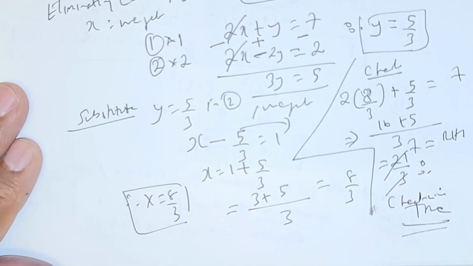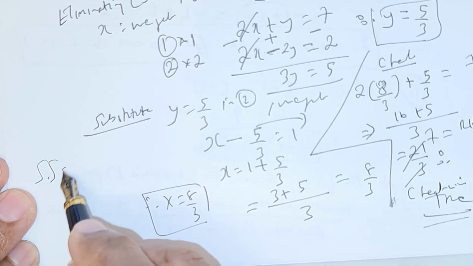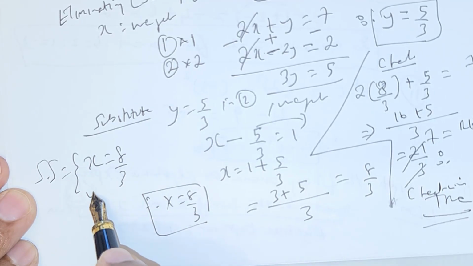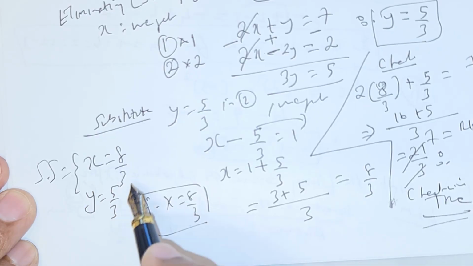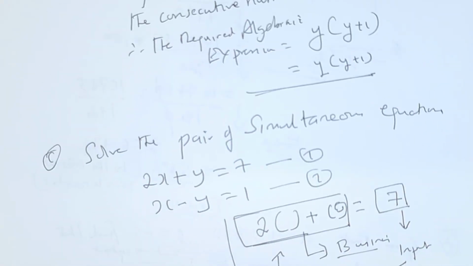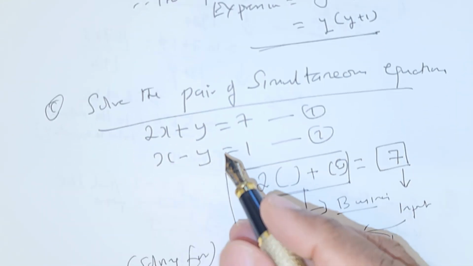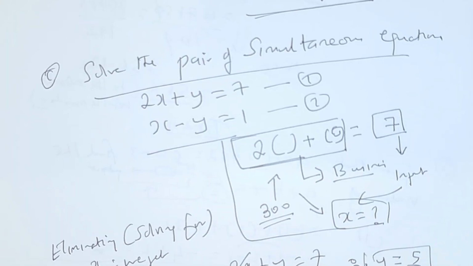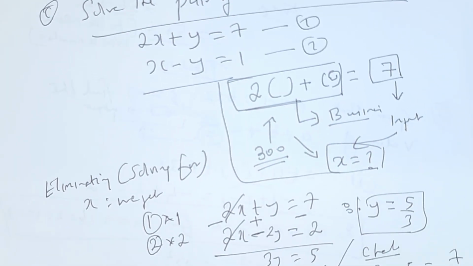So the solution is x = 8/3 and y = 5/3. You box this. Now I have produced one variation of this question. There can be any number of variations that the question can be asked. So that is the conclusion for this question. So we will move on.